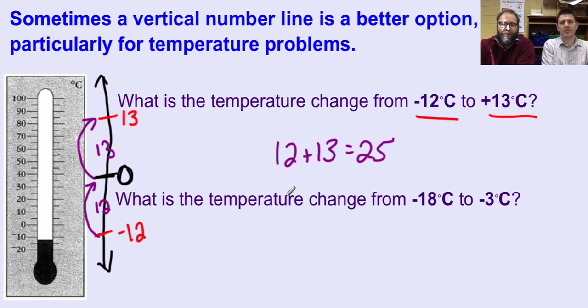I think it was only going to say 27, but that's not right. All right. Next one, what's the temperature change from negative 18 degrees Celsius to negative 3 degrees Celsius?